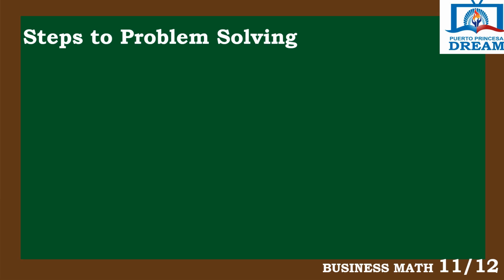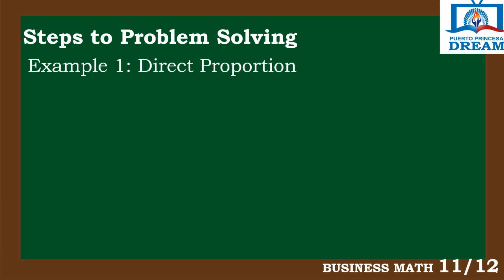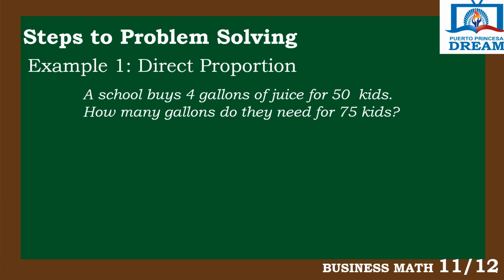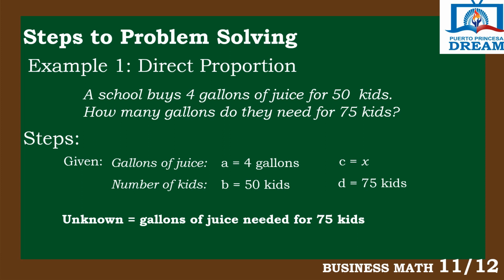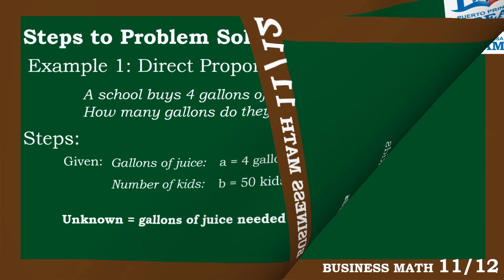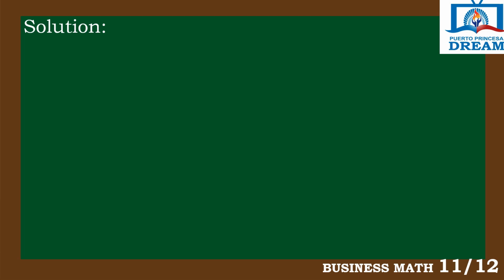Steps to problem solving. For example 1, we have direct proportion. A school buys 4 gallons of juice for 50 kids. How many gallons do they need for 75 kids? For the steps, we have to write the given and the unknown. Given, gallons of juice, A is equal to 4 gallons, C is equal to X. Number of kids, B is equal to 50 kids, D is equal to 75 kids. Unknown is equal to the gallons of juice needed for 75 kids. And this will be our solution.